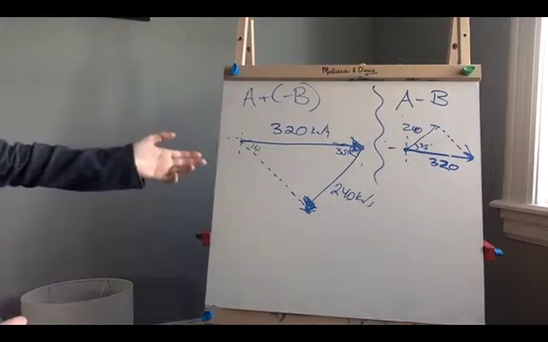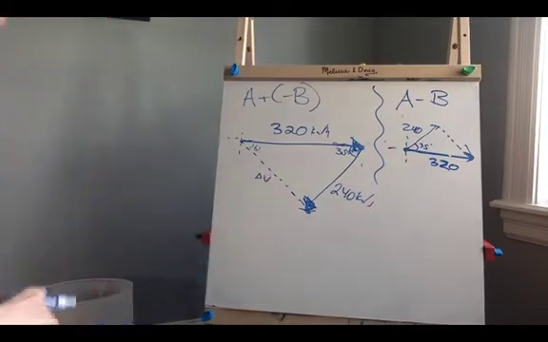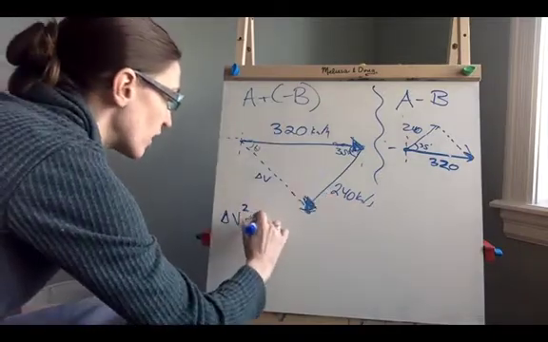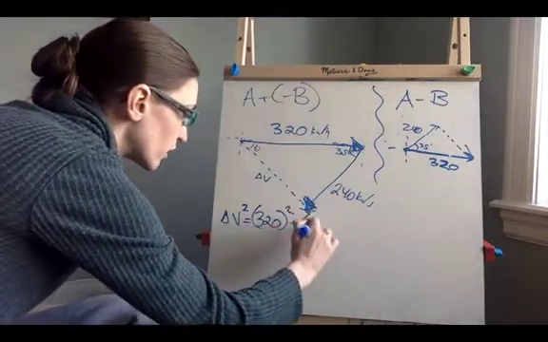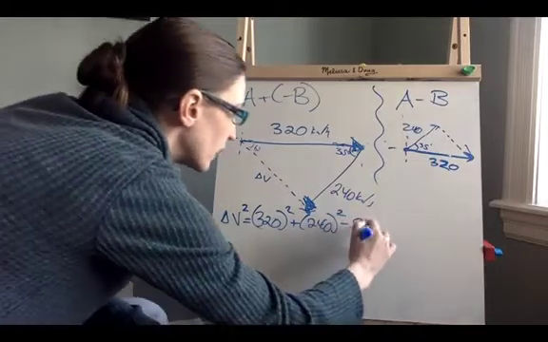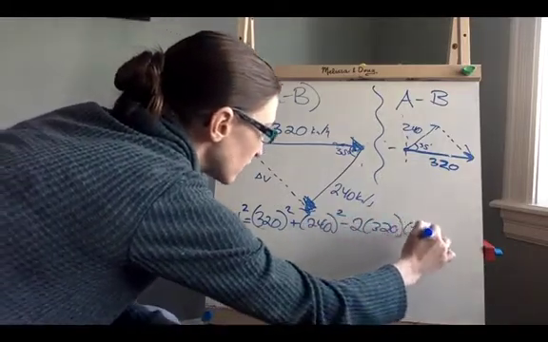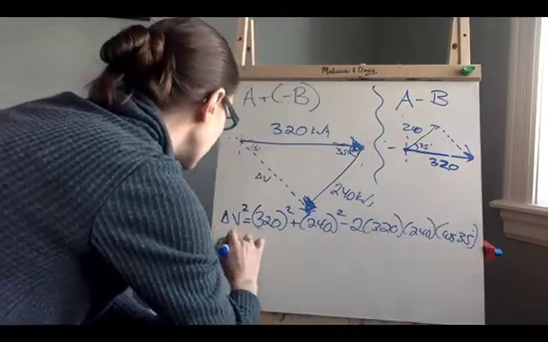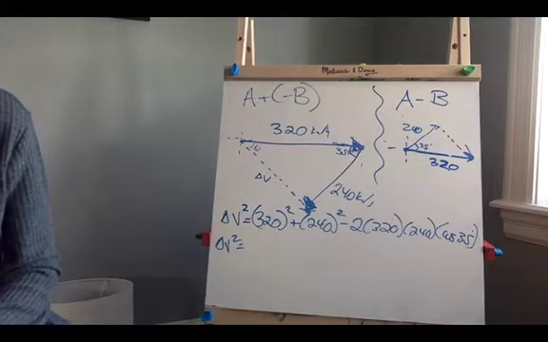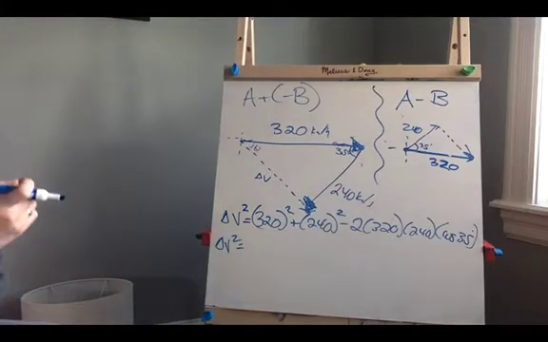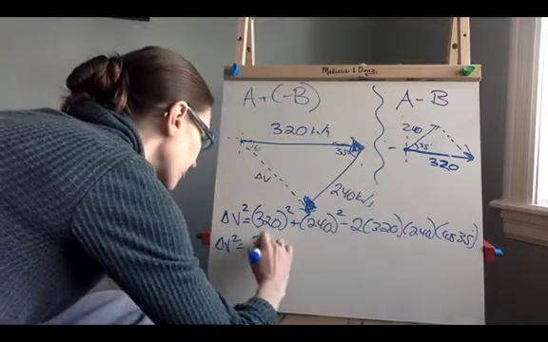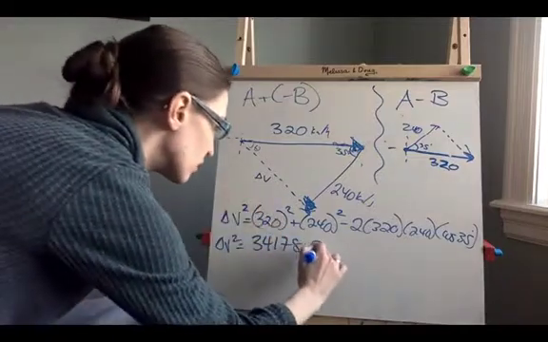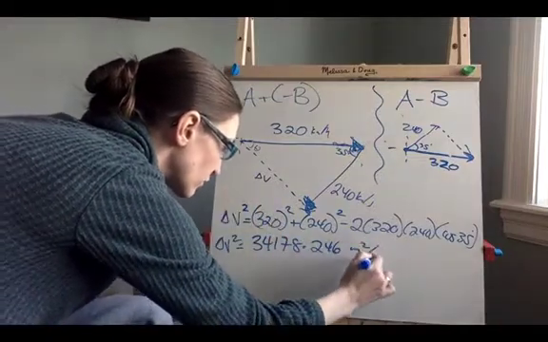I can solve for my delta V, again, just using my law of cosines, okay? So delta V squared is the sum of the squares of the other two sides: 320 squared plus 240 squared minus 2 times 320 times 240 times cos of 35 degrees. You type all of that in your calculator, you get a value of 34,178.246. Right, and again, if you were thinking units, it's meters squared over second squared.